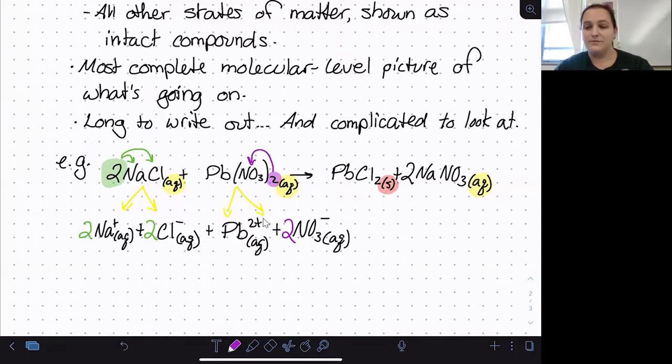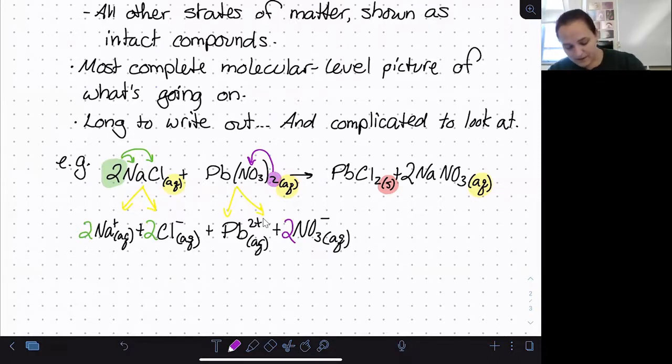A coefficient means that there are two separate, independently moving, not connected to each other particles, which is the case here, that your nitrate ions are not still connected, all of your ions separate. The nitrate, however, stays intact. A polyatomic ion will stay as a polyatomic ion because the nitrogen and the oxygen are actually connected by covalent bonding, which does not break when these dissolve.